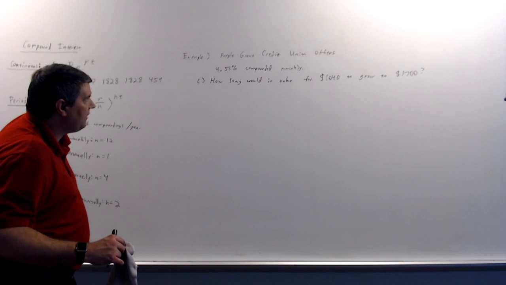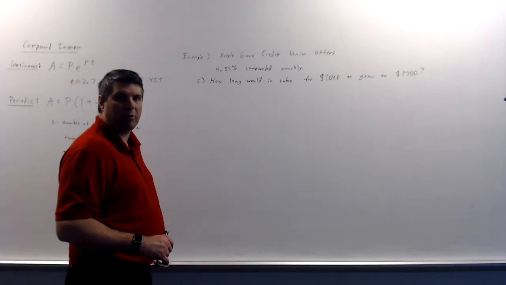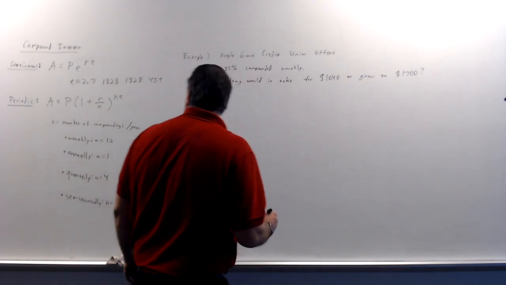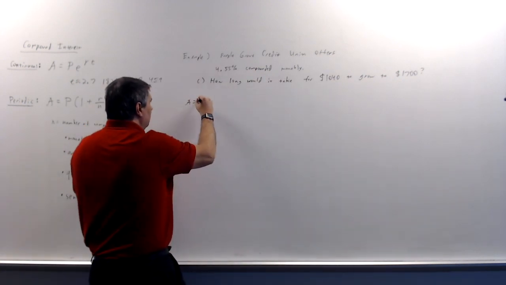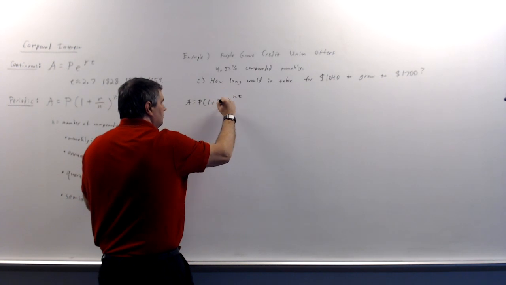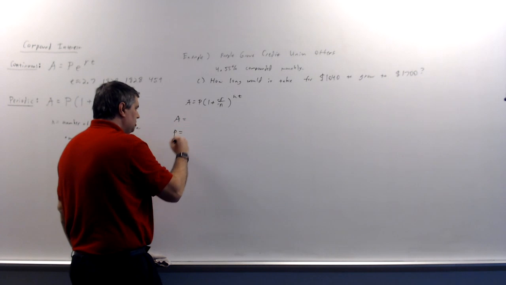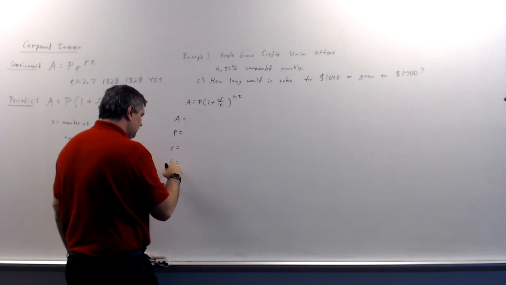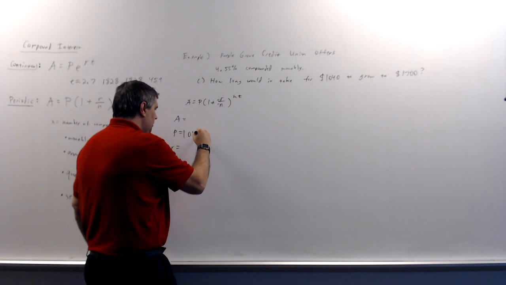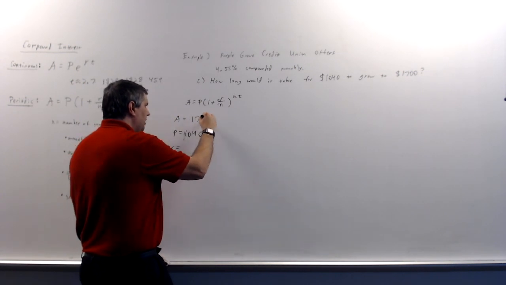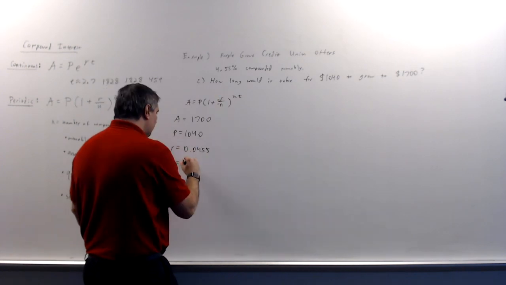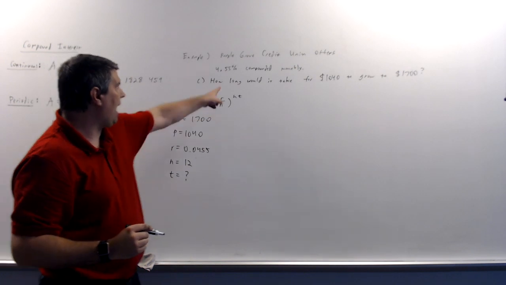Okay, so now we're going to talk about more advanced problems. How long would it take under these conditions for 1,040 to grow to 1,700? Well, it's compounded monthly. So A equals, P equals, R equals, N equals, and T equals. I want to know how long it will take, if we start with 1,040, for it to grow into an accumulated value of 1,700. The rate is 0.0455 as a decimal. It's compounded monthly. What we don't know is the time. That's the mystery. How long would it take?